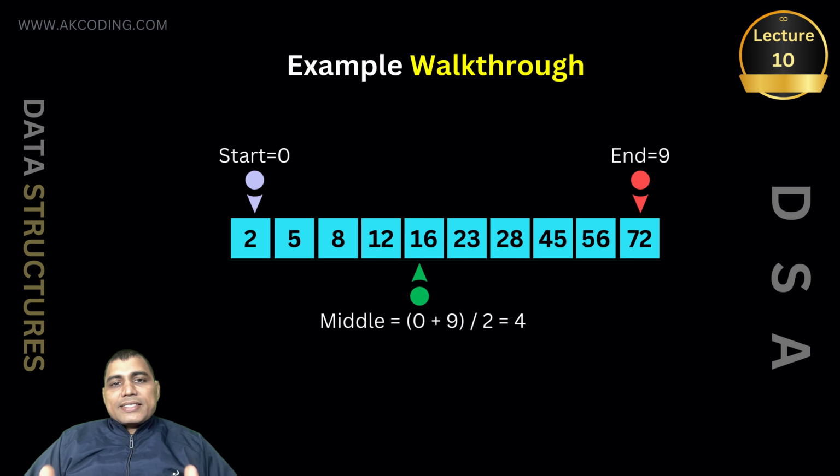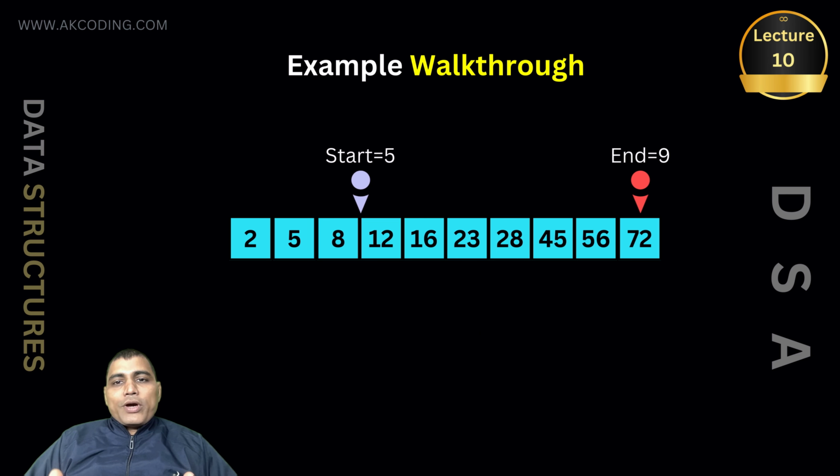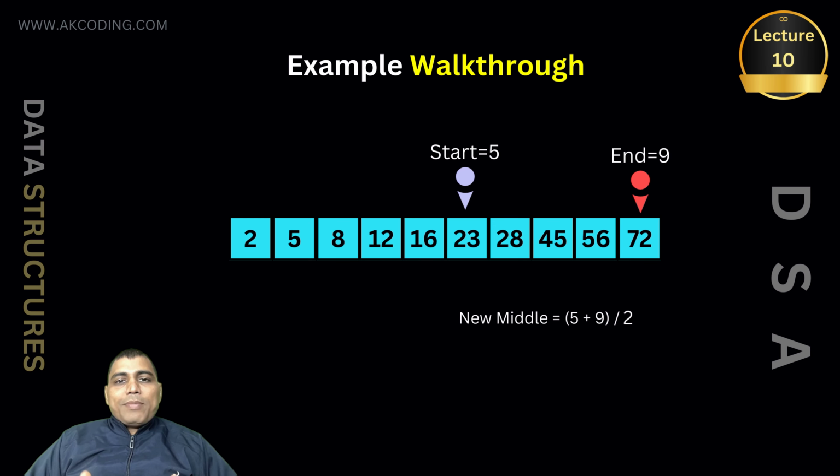23 is greater than 16, so move the start pointer to 5. New middle, that is (5 + 9) divided by 2, that is 7. Element at index 7 is 45. 23 is less than 45, so move the end pointer to 6.